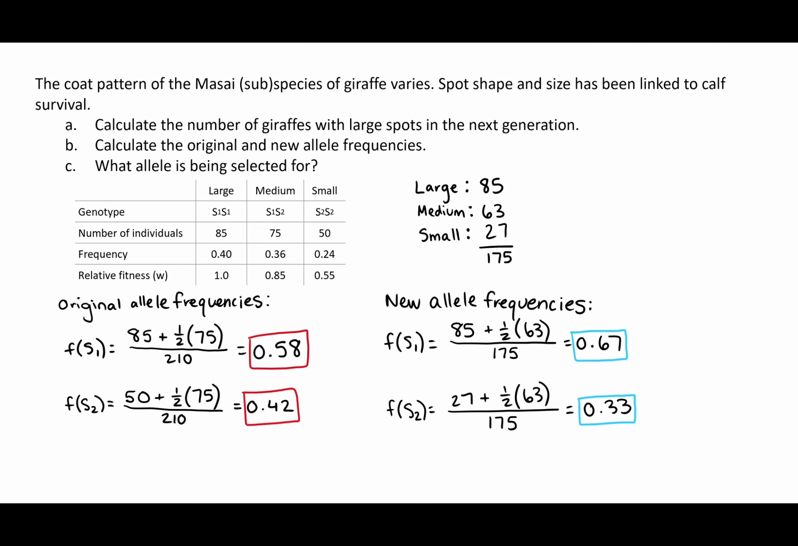So that shows us that the S1 allele is being selected for, since it's increasing in frequency. So that means that natural selection is favoring giraffes that have the S1 allele, so more so with the larger spotted animals that have 2 S1 alleles, and then the medium with 1 S1 allele are also being affected by that.